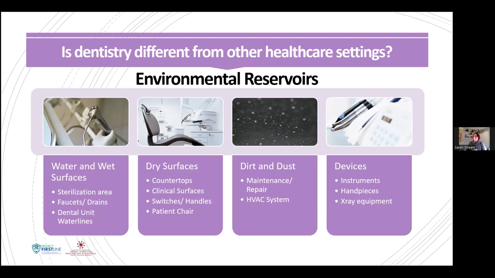Dry surfaces can also harbor those germs. So things like countertops, other clinical surfaces, switches, handles, the patient chair, the floor. There are dry surfaces all over a dental clinic that have the potential to harbor those germs. Dirt and dust can also carry pathogens. So there are pathogens in HVAC systems all the time. If you think about potentially what's living in the HVAC system in your home, if you have pets, there's dust, dander, there's the potential for germs to be there.